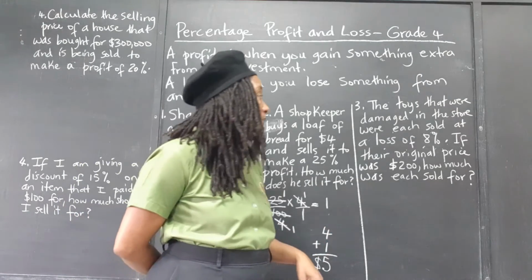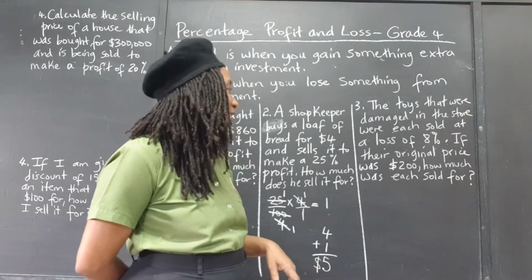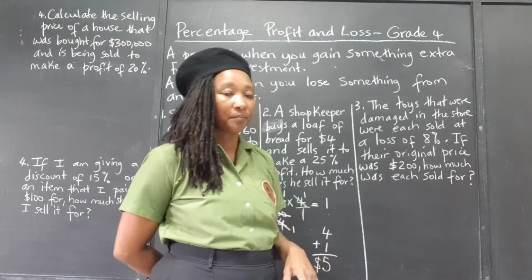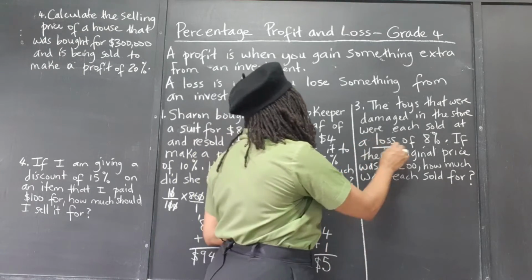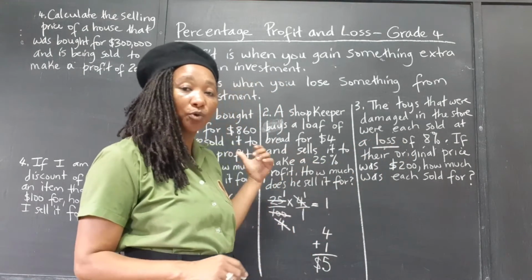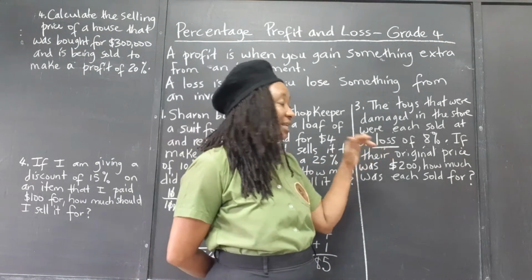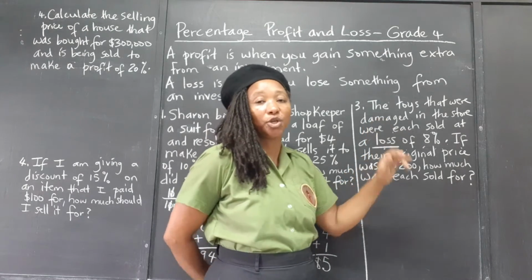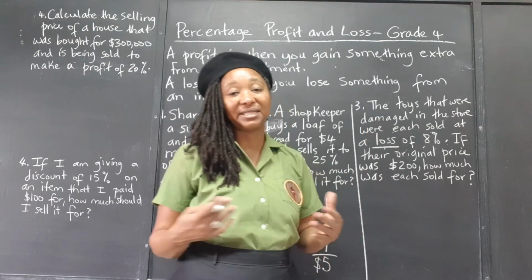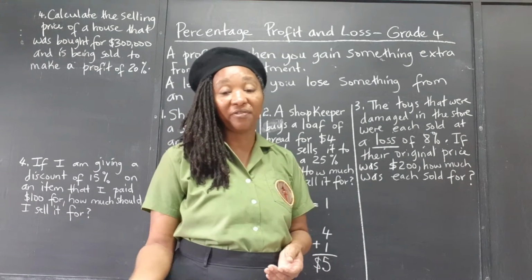Number 3, the toys that were damaged in the store were each sold at a loss. This time it's a loss. The first 2 were profit, so they were gaining extra money. This time this person is losing because there was damage. So usually if you're selling things that are damaged in some way, you have to sell it at less than what you paid for it.